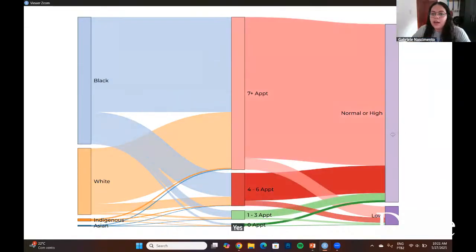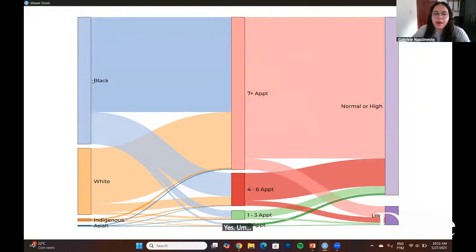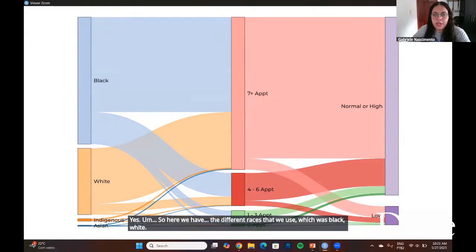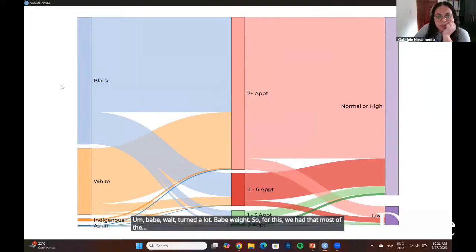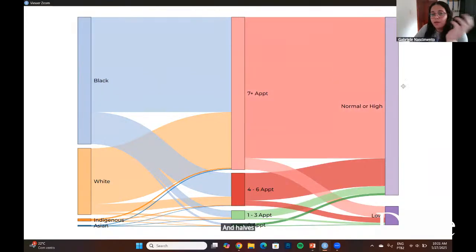Yes. So here we have the different races that we used, which were Black, White, Indigenous, and Asian. And here's the number of appointments, and here is the normal height, baby weight, and the low baby weight. So for this, we had that most of the patients were Black and had seven appointments or less.